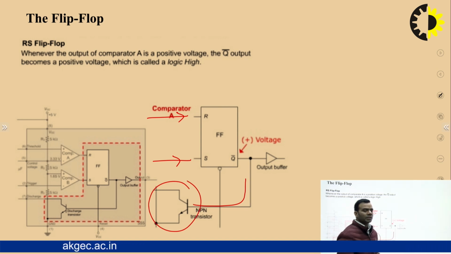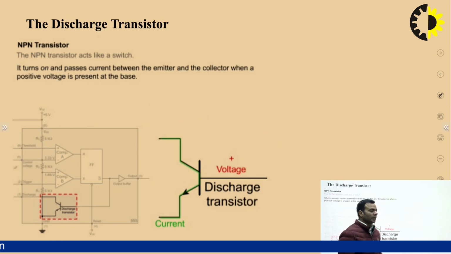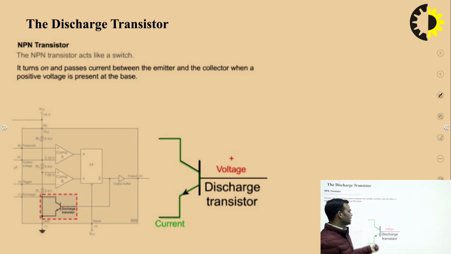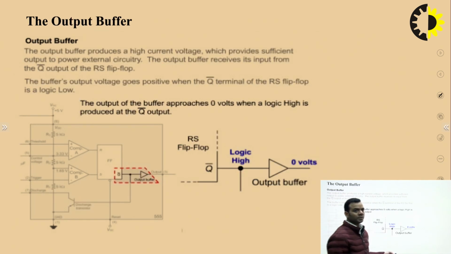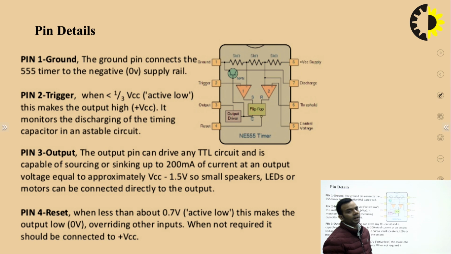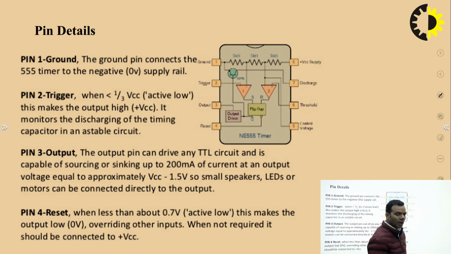Why it is so, we will see very soon. It is the NPN transistor which is the discharge transistor. When we see the application of the 555 timer as monostable and astable multivibrator, at that time we will come to know that this transistor plays a very important role. And this is the output buffer, an inverted output buffer which converts high logic into low logic, and this is the pin detail of the 555 timer IC.